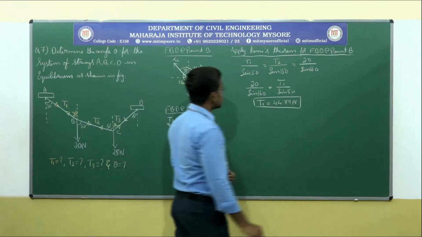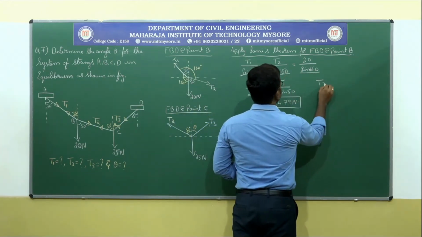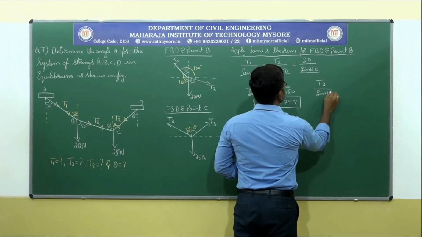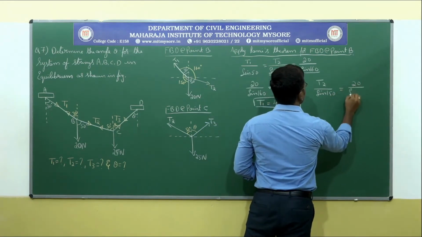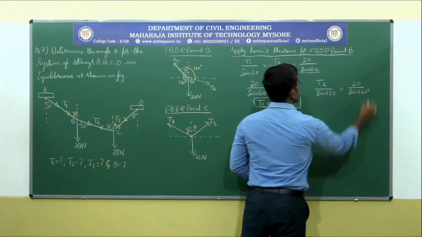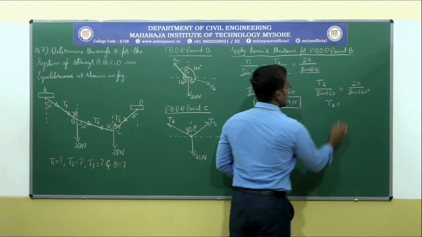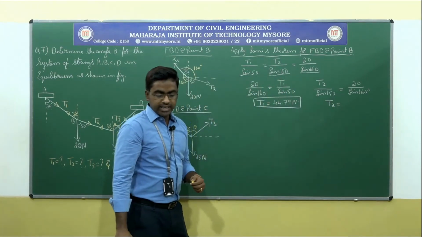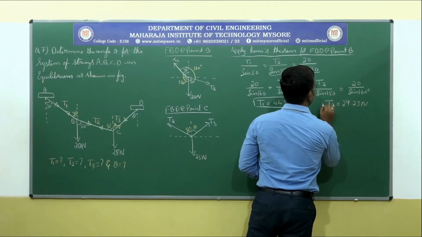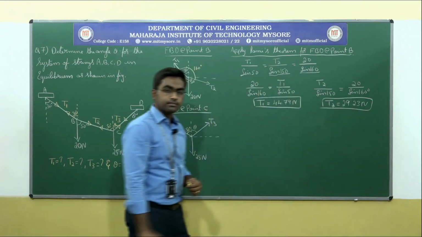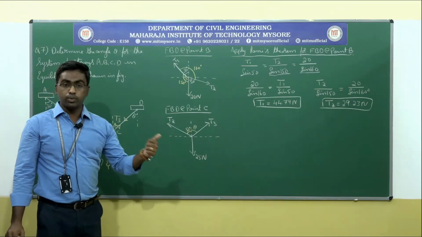Now let me equate another two terms. So I am going to equate these two terms now. So that is T2 proportional to sine 150 is equal to 20 divided by sine 160. If you simplify this, you will get the value of T2. T2 will be equal to 29.23 Newton. Right? So I got to know what T1 and T2 values are.